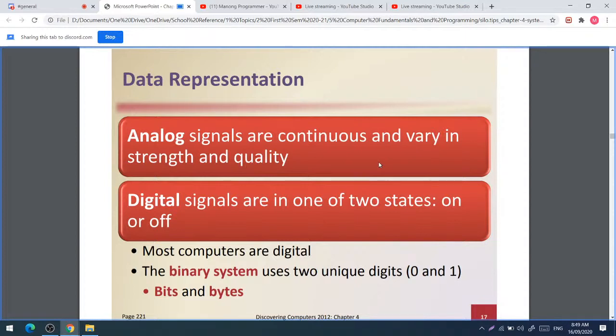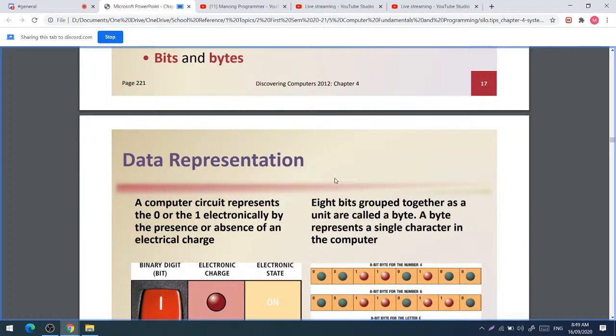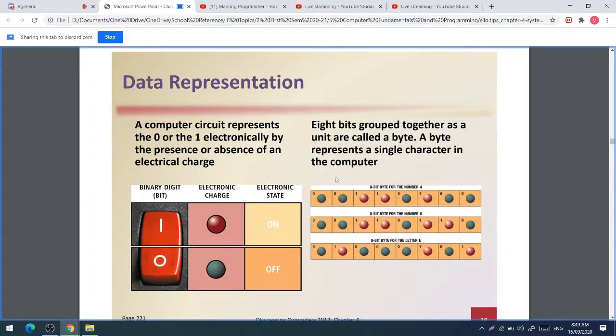Sir, ano po yung digital signals natin? Ito po yung mga square waves. Kung nakakita na kayo ng square waves. Square waves po natin, ito yung representation ng 0 and 1. Ayan. So we have a data representation. A computer circuit represents 0 or the 1 electronically by the presence or absence of electrical charge.